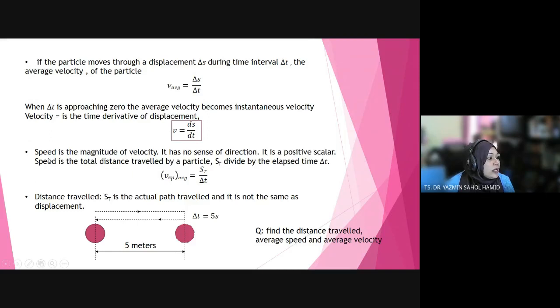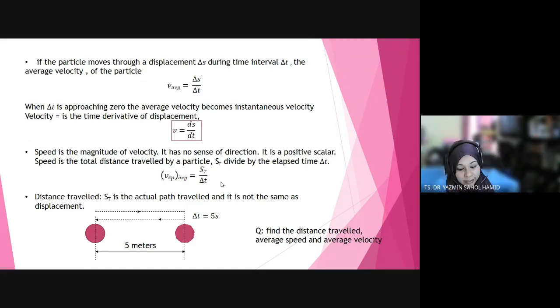Now, what is speed? Speed is the magnitude of velocity. It has no sense of direction. It means the value of speed will always be positive because it has no sense of direction. Speed is the total distance traveled divided by the elapsed time. It is different from velocity. Velocity is the change of position over time, but speed is the total distance traveled over time.